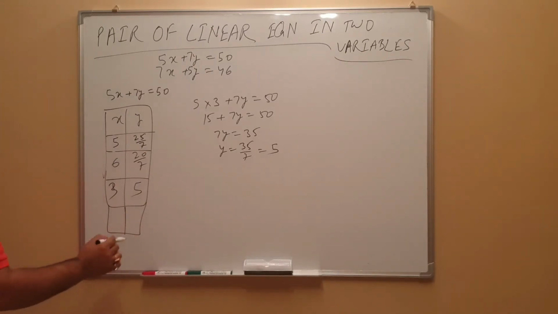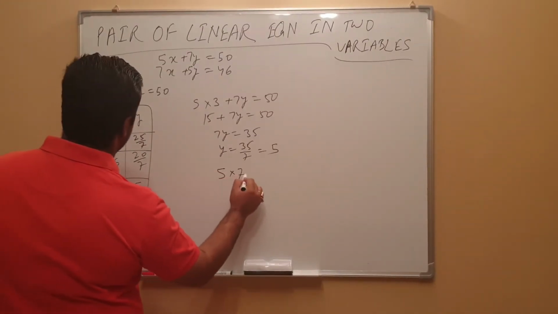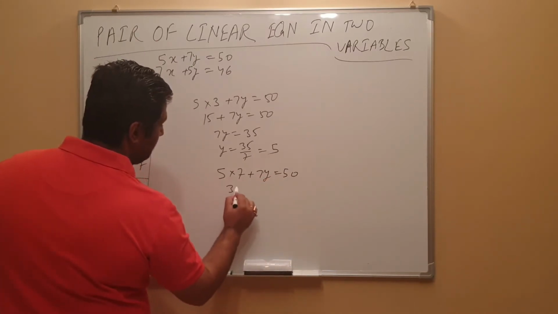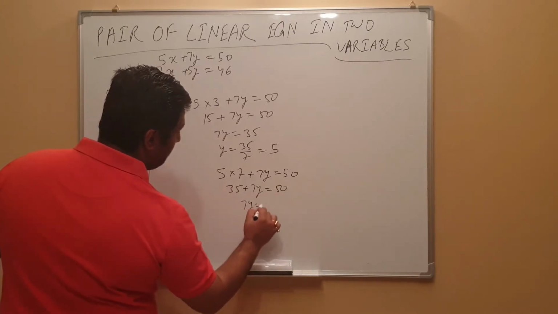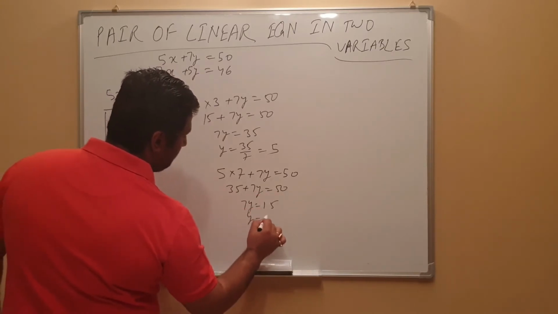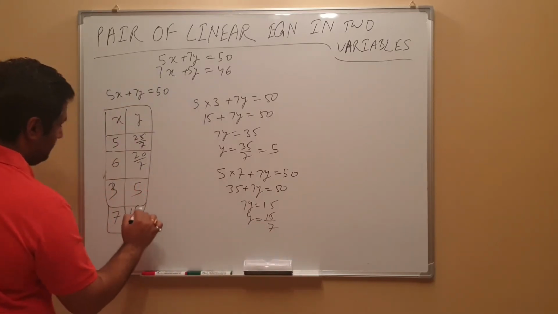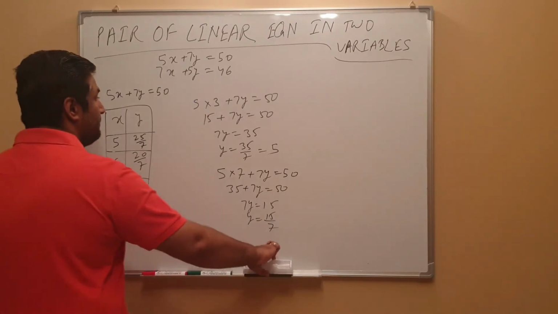Let's put 7 in place of x also. So 5 times 7 is 35, plus 7y equals 50. 7y equals 15, so y equals 15 over 7. Okay, so just take these 4 values for x and y for this particular equation.